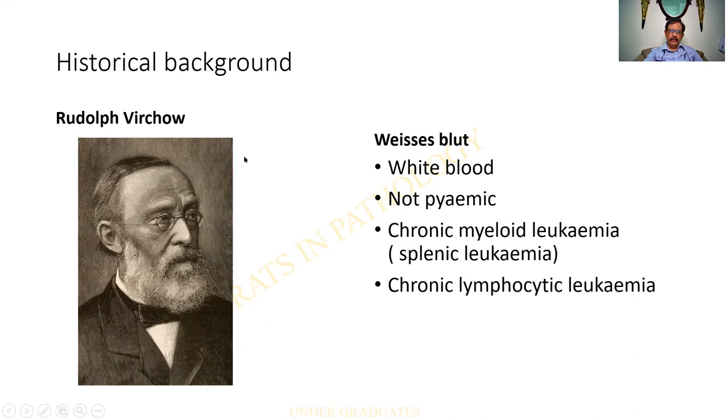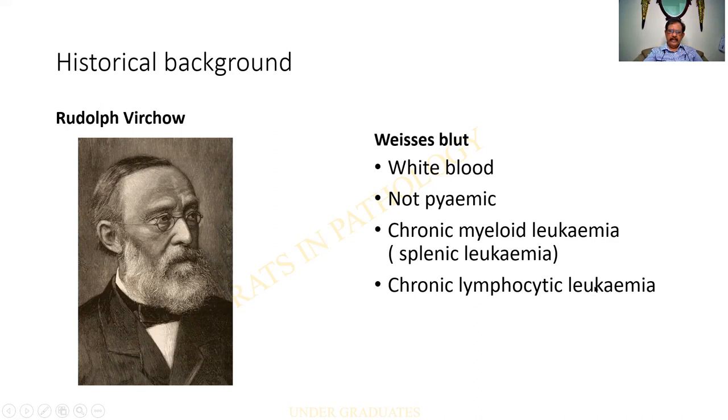The historical background. This is a gentleman, the father of modern pathology, Rudolf Virchow. When he was examining a case, he saw something that was different, and he called it Weisses Blut, which meant white blood. And it was not pyemic. It was not like neutrophils with toxic changes. He was seeing something different. Then he called it a splenic leukemia because the patient had splenomegaly. Ultimately, it turned out to be a chronic myeloid leukemia, a historical landmark in pathology.